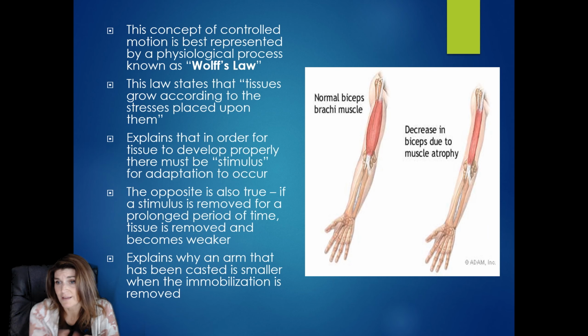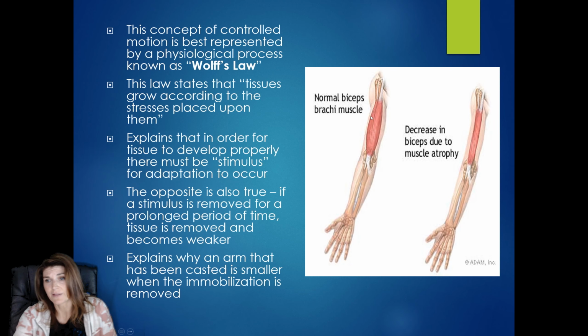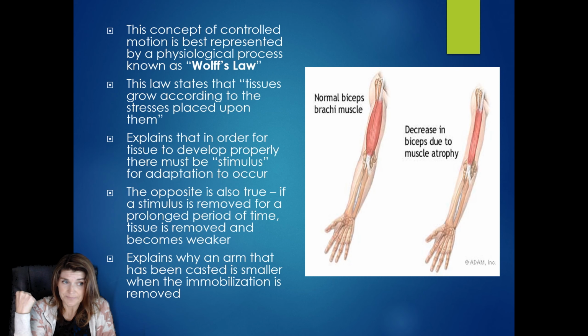So if it was a bodybuilder and say their normal biceps was a lot bigger than this, then we'd have to stimulate it and then change the program and stimulate it. And based on Wolff's Law, we'll grow that tissue based on the stress that's placed upon them. The stress is the weights.